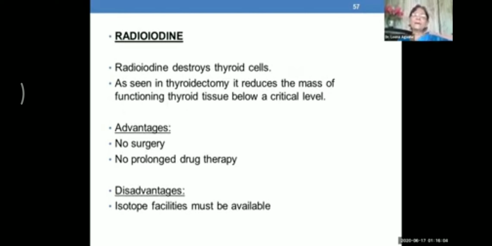Then third treatment modality which is available is radioiodine therapy. Radioiodine destroys thyroid cells. As seen in thyroidectomy, it reduces the mass of functioning thyroid tissue below a critical level. Advantages of radioiodine are surgery is not required, no prolonged treatment is required, but the disadvantages are isotope facilities must be available at all the places.